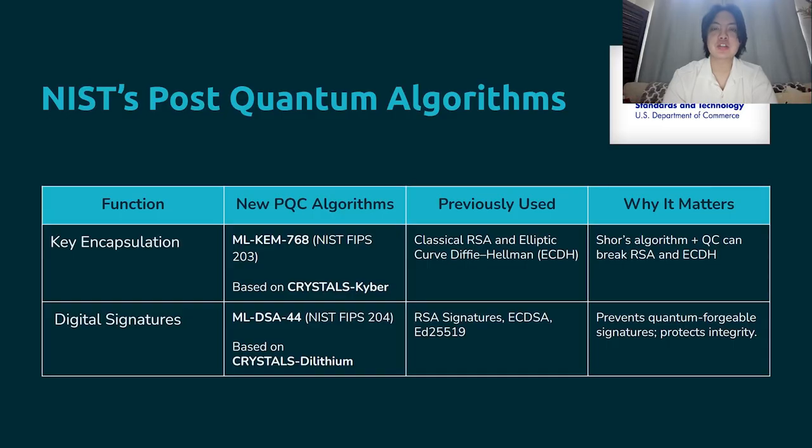NIST has finalized the first generation of post-quantum cryptography standards, and our vault is built on these federally approved algorithms. This matters because RSA relies on factoring large integers, and elliptic curve Diffie-Hellman relies on discrete logarithms, problems a quantum computer could solve using Shor's algorithm. As a result, data encrypted today may not remain secure in the near future.